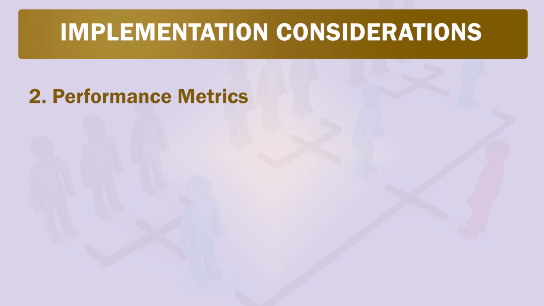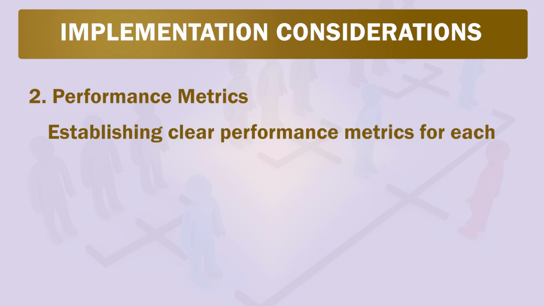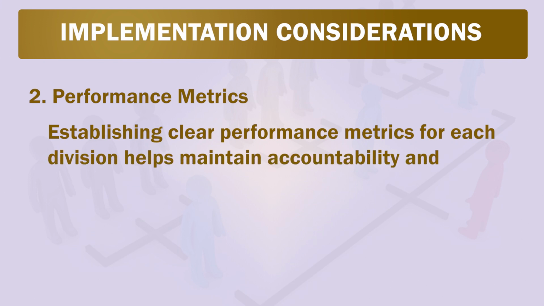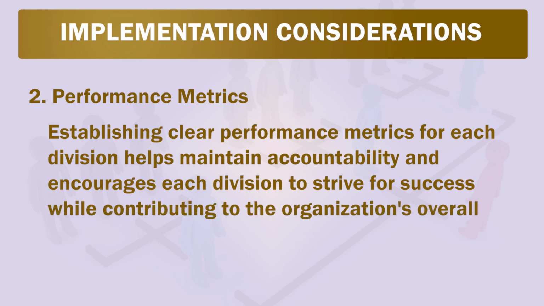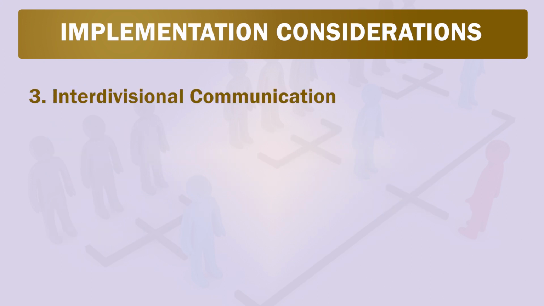Second is performance metrics. Establishing clear performance metrics for each division helps in maintaining accountability and encourages each division to strive for success while contributing to the organization's overall objectives. Third is interdivisional communication.